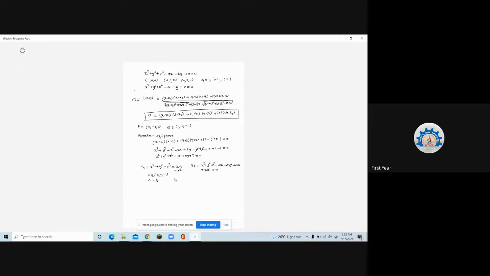Clear? Ma'am, they are touching externally. Yes, they are touching externally. If you have got it, go for finding the point of contact.